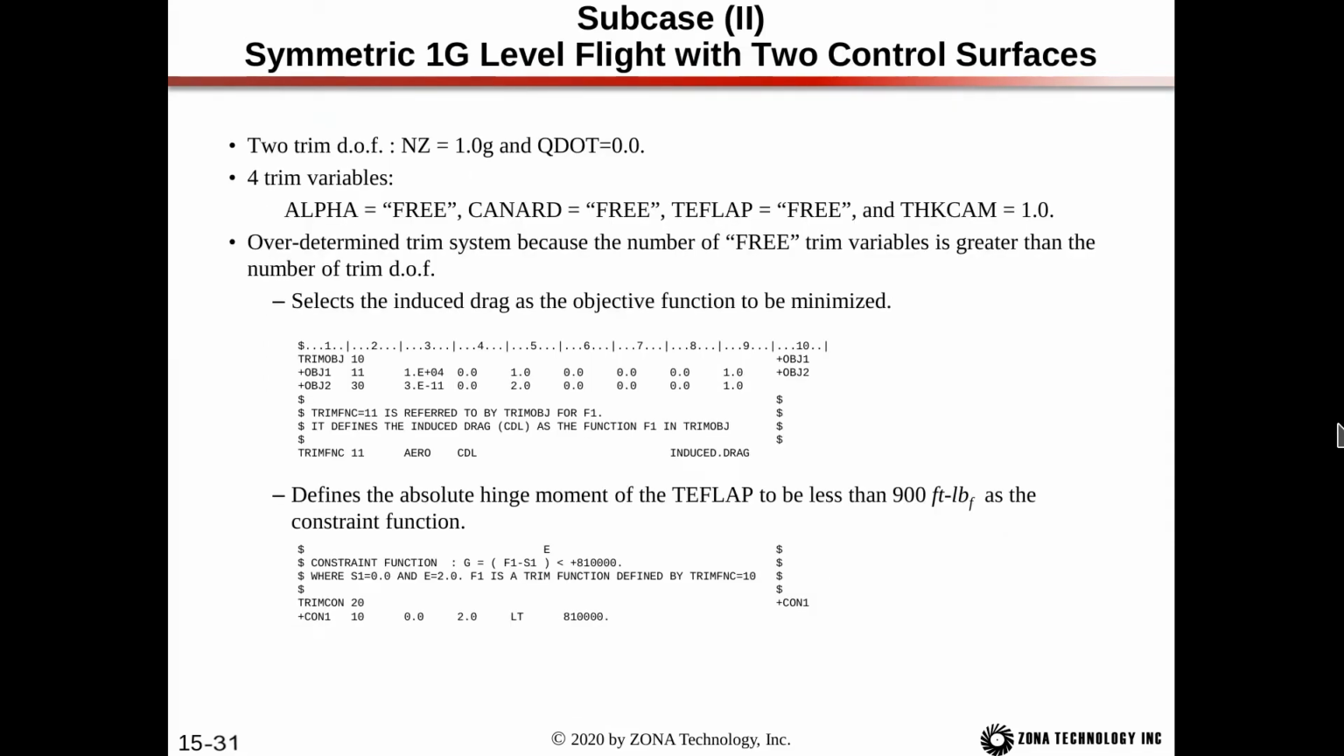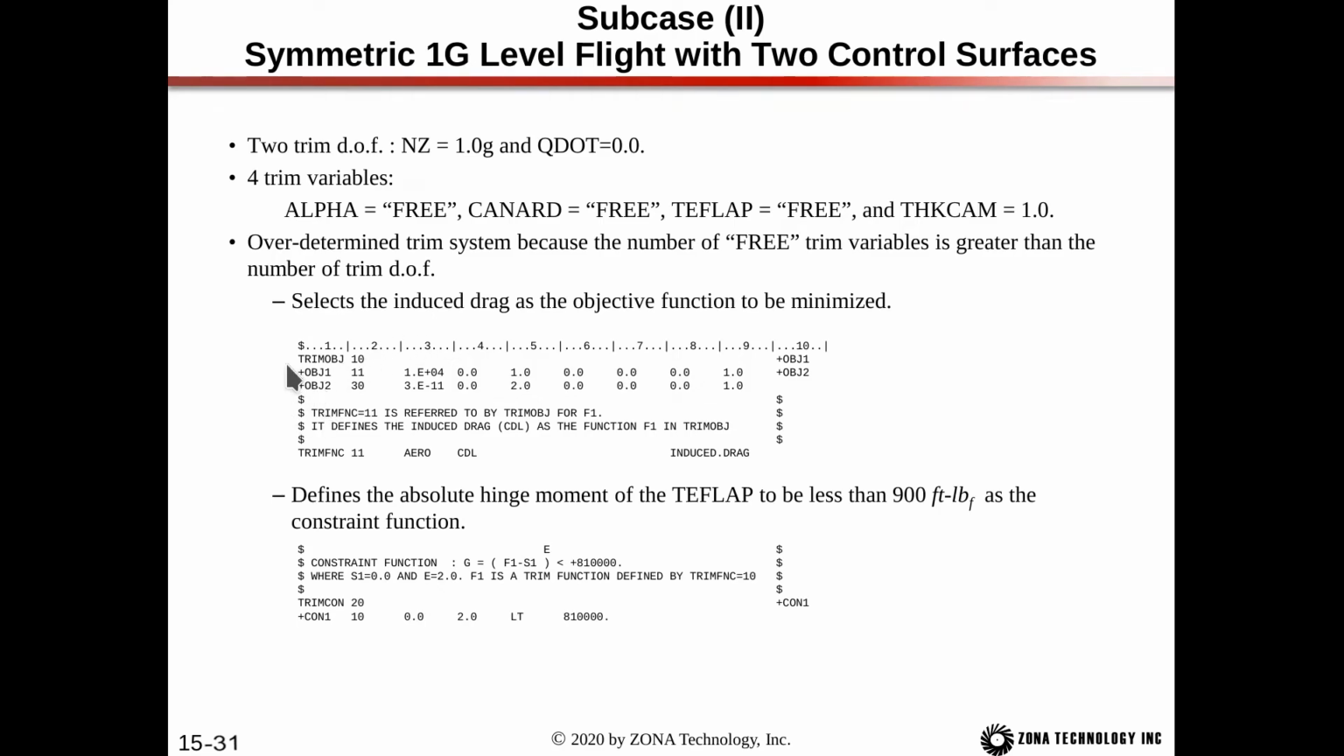Next, we'll move to subcase 2, which is a symmetric 1G level flight with 2 control surfaces now. So we're going to remove the trim linkage on the trailing edge flap, and now we're going to solve for the angle of attack, canard, and trailing edge flap subject to some objective function. So we're going to use the induced drag as the objective function to be minimized.